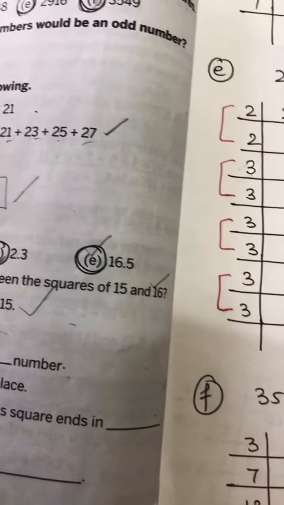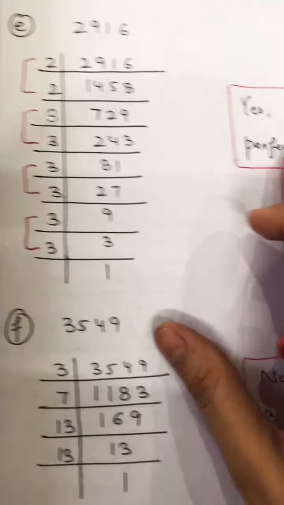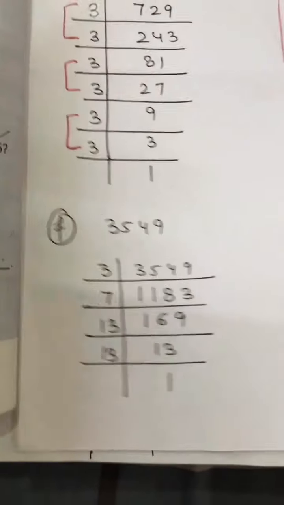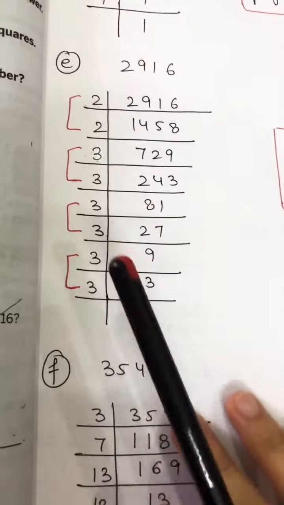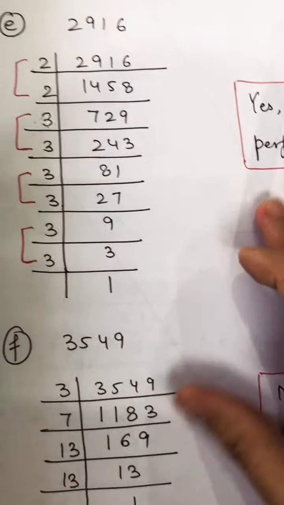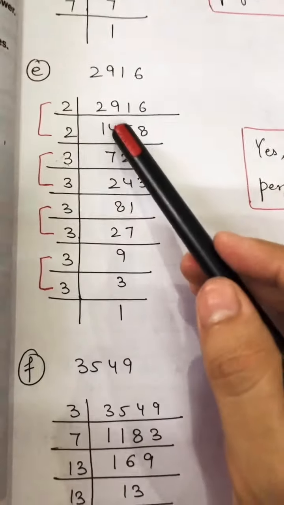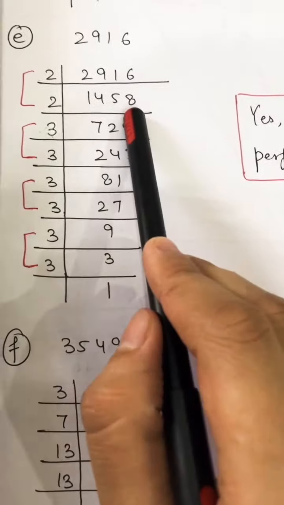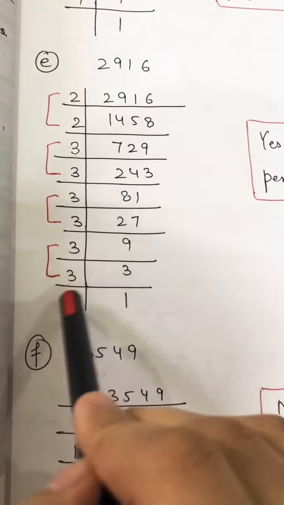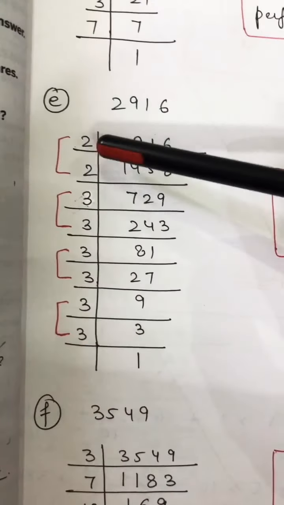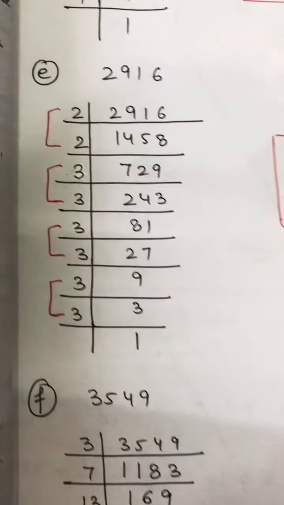Now see here, I have done D part. Now your E part is 2196. Now it will go on the 2 table. 2 table, then 2 table, then 3, 3, 3. Now see the pairing. This is the LCM.